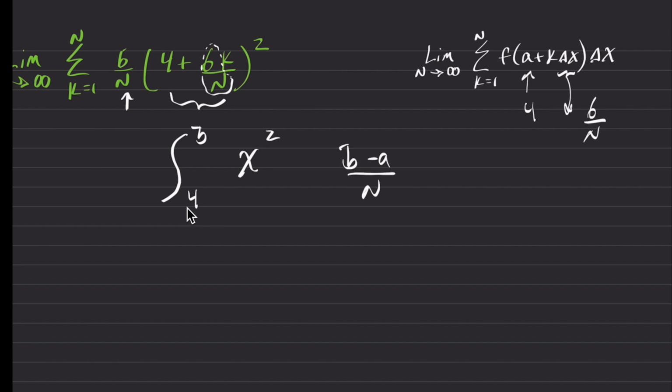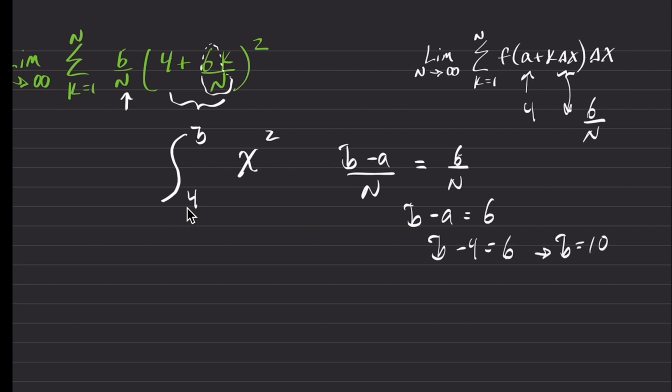If we do b minus a over n and we set that equal to 6 over n, we know that b minus a is going to equal 6 because the numerators have to match. B minus 4 equals 6. Therefore, b is going to equal 10. So this is our definite integral that would match this Riemann summation.